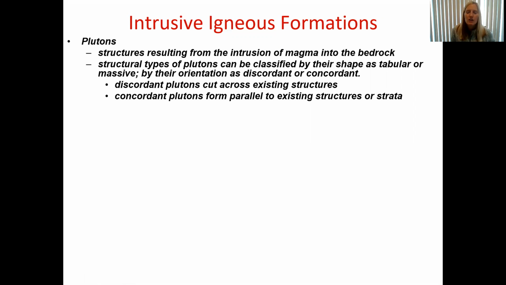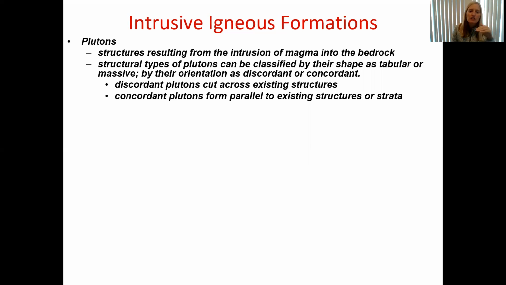Plutons are basically segments of magma that are still underground, and we're going to give them their names based on their shape. Our choices for that are either tabular or massive. Massive literally means probably what you're thinking. Massive means huge. Tabular is a smaller pluton. And then we're also looking at how they're oriented compared to the other layers of bedrock.